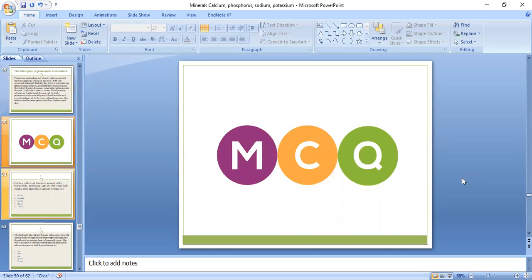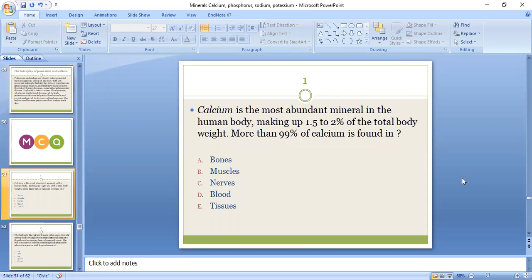Now the turn for the MCQs. First MCQ: calcium is the most abundant mineral in the human body, making up 1.5 to 2% of the total body weight. More than 99% of the calcium is found in which organ: bones, muscles, nerves, blood, or heart tissues? A. Yes, more than 99% of the calcium is found in the bones.